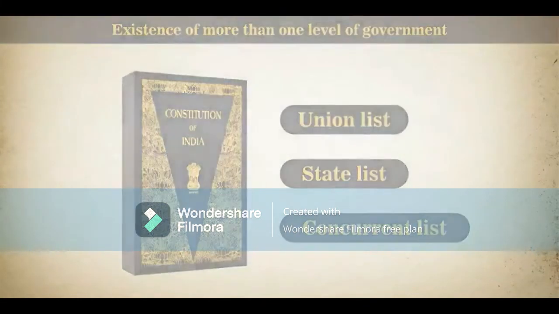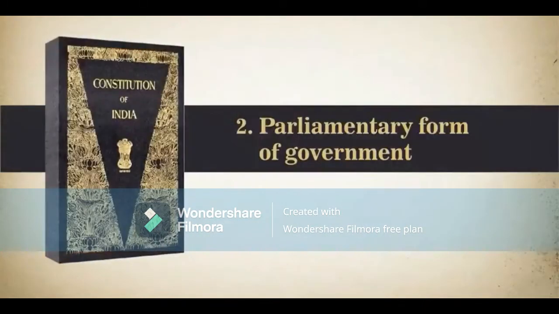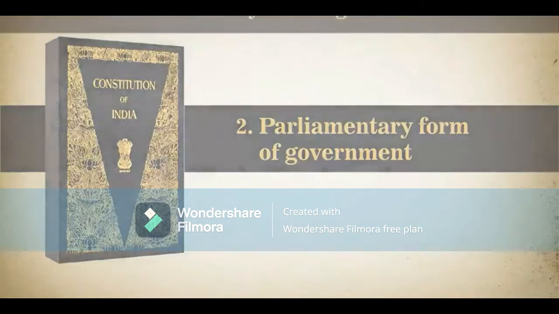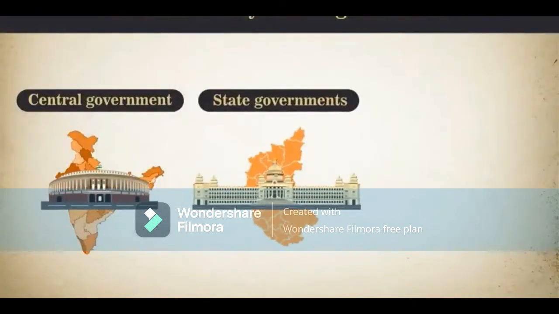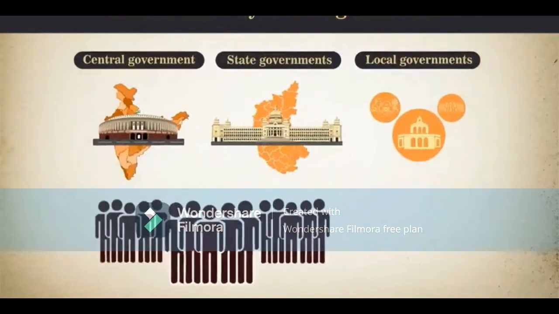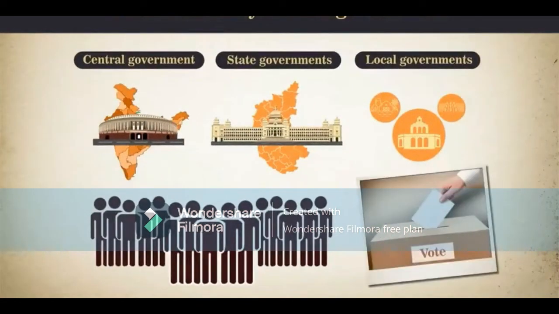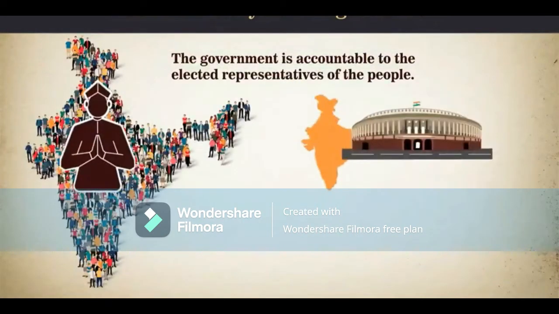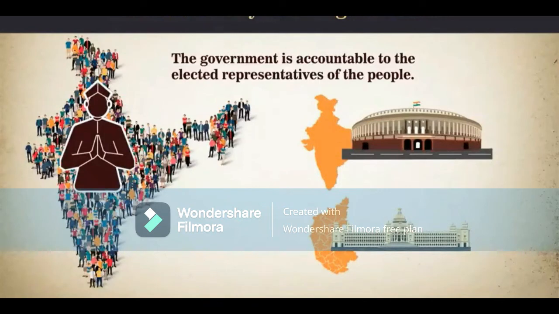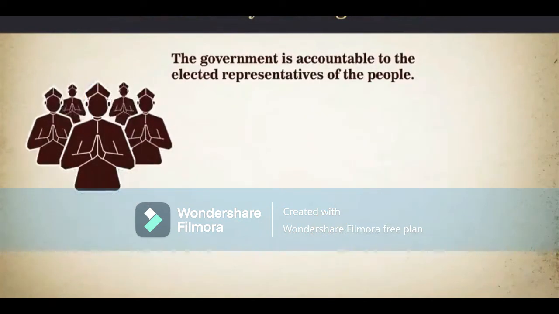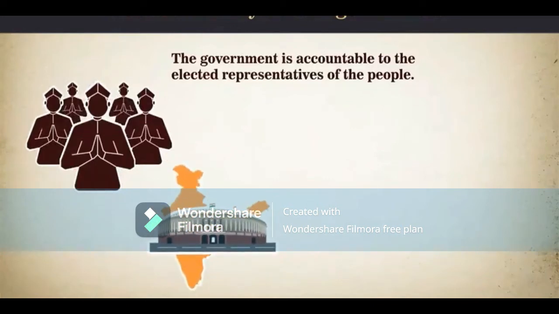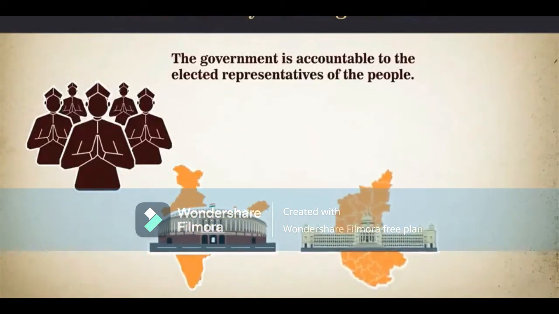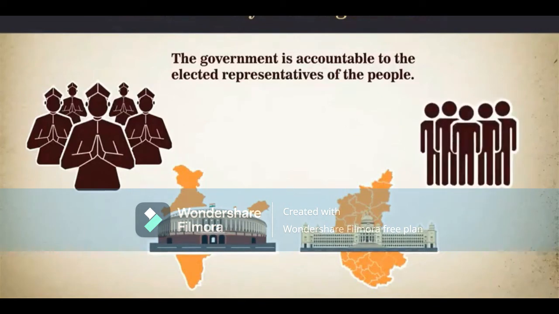The second key feature of the Indian Constitution is a parliamentary form of government. Under this form of government, the different levels of government derive authority from the people who elect them to power. Citizens elect their representatives to the parliament and the state legislative assemblies. These elected representatives who form the government are accountable to the parliament and the state legislative assemblies and through them to the people.